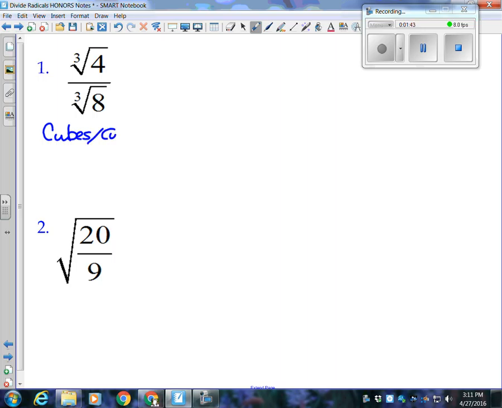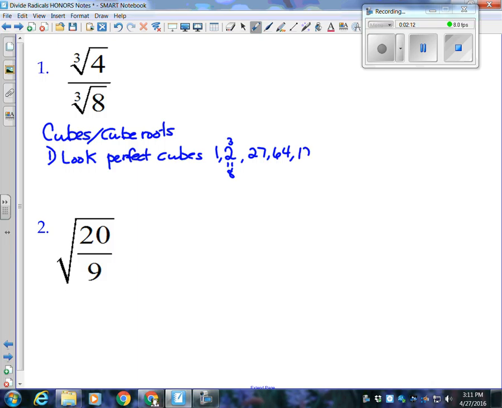If you have cube roots, the first thing you want to do is look for perfect cubes, like we used to look for squares with square roots. They have a list of them on the board. 1 times itself 3 times is 1. 2 times itself 3 times is 8. And so forth. 3 times itself 3 times turns out to be 27. 4 times itself 3 times turns out to be 64. 5 to the third is 125. So we have a list of cubes on the board, and we want to think about those perfect cubes.